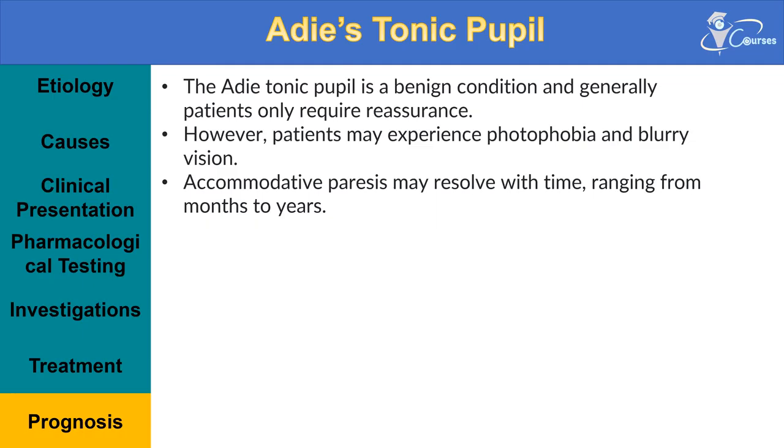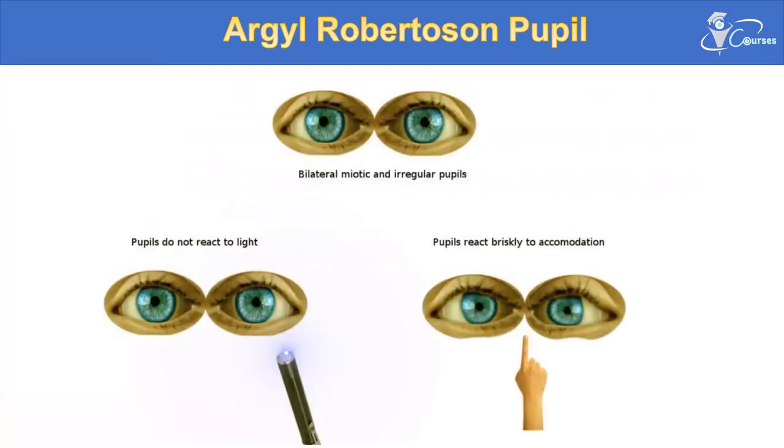Another condition that is similar to the Adie tonic pupil, but should be differentiated from it, is called the Argyll-Robertson pupil. It is different from the Adie pupil in that they have bilateral, irregular, and miotic pupils. Those patients usually have a history of syphilis, one of the most common causes of Argyll-Robertson pupil. Unlike Adie, it will not cause a dilated pupil. It will cause a small, miotic, and irregular pupil.